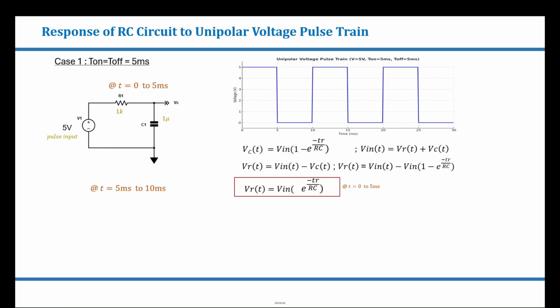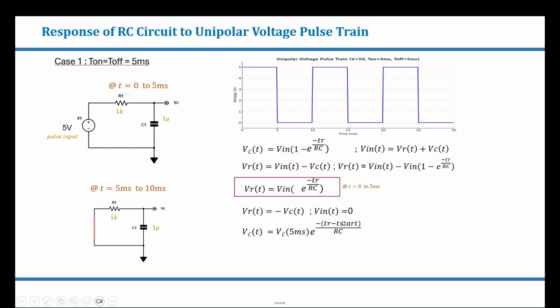Now, from 5 milliseconds to 10 milliseconds, the voltage source is replaced by a short because it is 0. Hence, VR is equal to minus of VC because V in is 0. And the voltage across the capacitor can be calculated using the following equation. T start here is 5 milliseconds. Since we are considering the window of 5 milliseconds to 10 milliseconds, T start will be 5 milliseconds. If we are considering 10 milliseconds to 15 milliseconds, then T start will be 10 milliseconds. TR is the real time. And the voltage across the resistor can be calculated as follows.